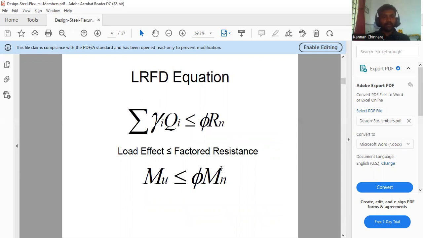This is the LRFD equation, where the load effect is less than or equal to the factored resistance. So the load effect, which means Mu, the ultimate moment, is less than or equal to phi times Mn, where Mn is the nominal moment of resistance.